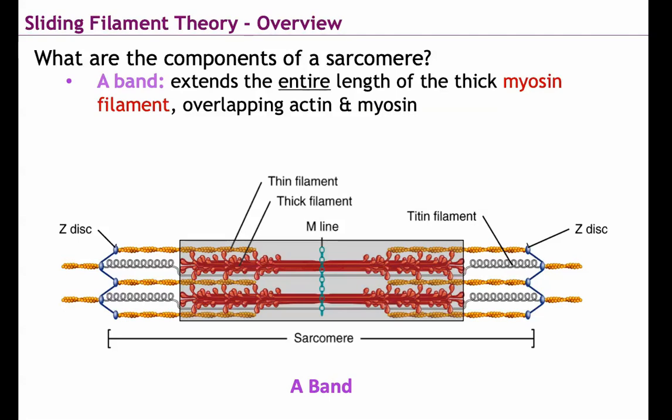The A-band overlaps the actin. So you see there that there's some actin in this gray box, but we have all of the myosin and the M line. So the M line and all of the myosin is within the A-band. Investigators have noticed that the A-band remains relatively constant in length during a contraction. So when we contract, the A-band actually does not change. It does not move and it does not shorten.